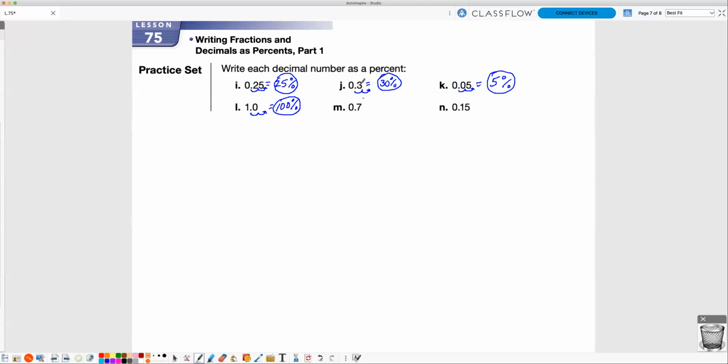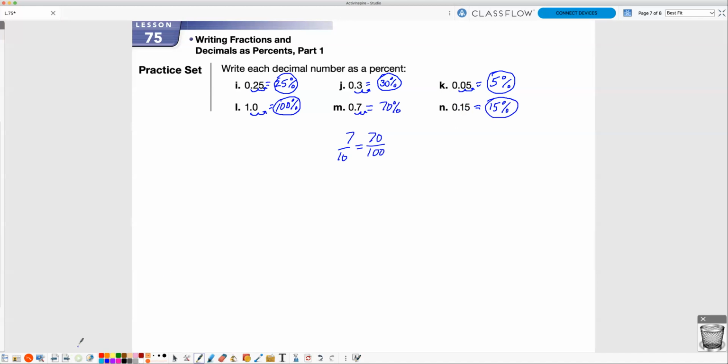Letter M, 7/10. Again, like the 3/10, I could say 7/10 and then put an equivalent fraction with 100 and say it's 70 and know that this is 70%. Or I could just move the decimal 2 places to the right and end up with that 70 as the whole value with the percentage there. Letter N, 15 hundredths as a percent. And again, you should just know that you move the decimal 2 places to the right and it would become 15 wholes with the percentage symbol on there. It's an equivalent amount to 15 hundredths.